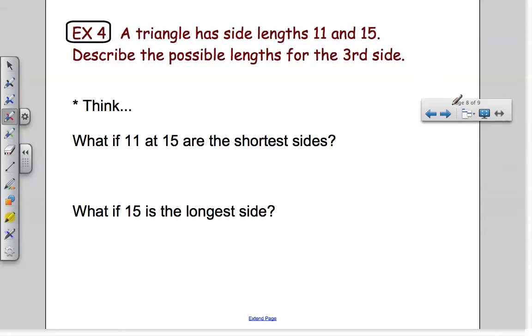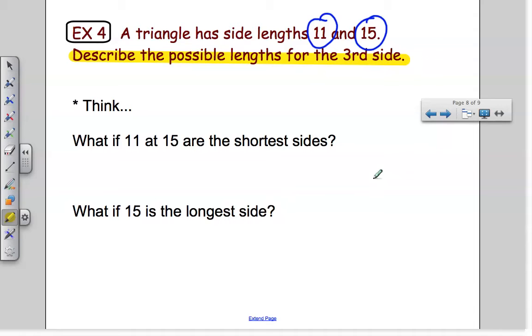Alright. And this last example is definitely the trickiest. You have two side lengths given for a triangle. So a triangle has side lengths 11 and 15 for certain. Describe the possible lengths for this third side. So I have 2, and I want to describe the possible lengths for the third side. There's a range. Okay, there's a shortest number that you can have, and there's a longest number that you can have for this third side.